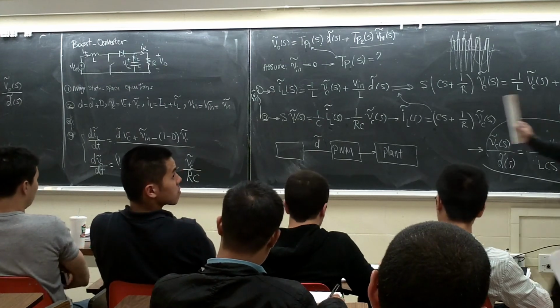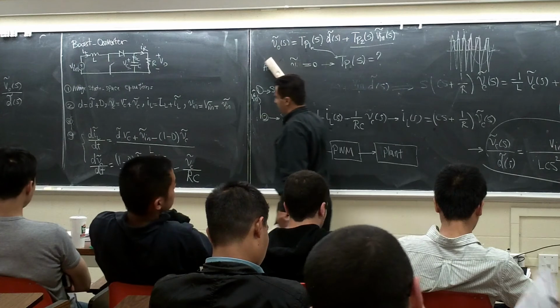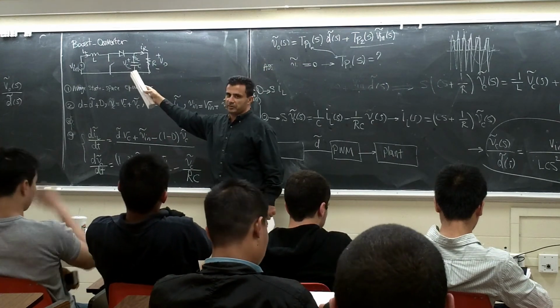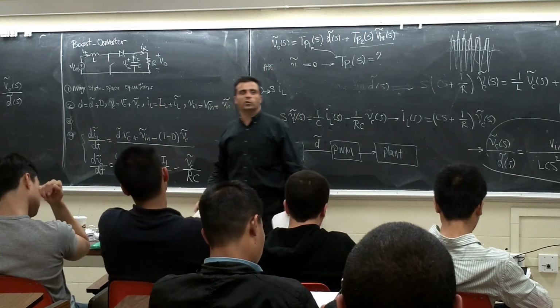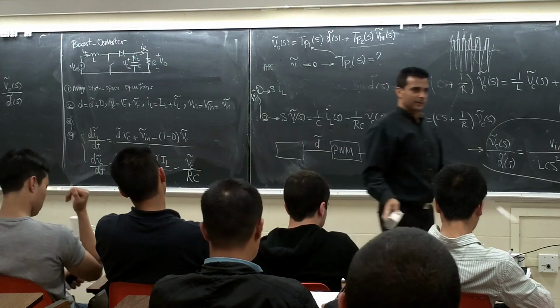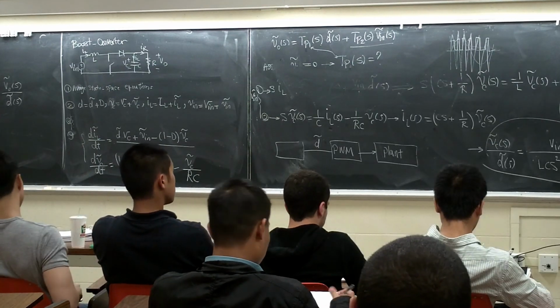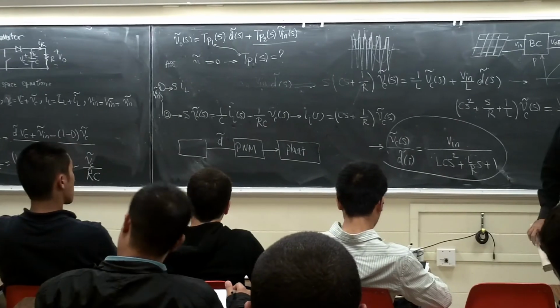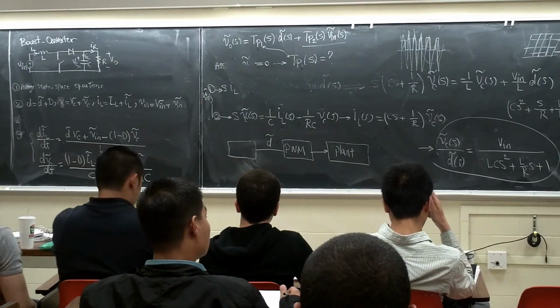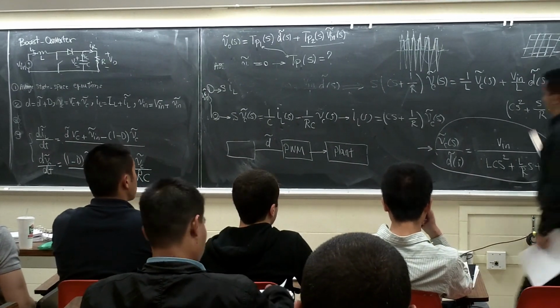Now let's get to the transfer function. Again, VO is what? VC. Based on what transfer function you want, you can calculate it. For example, you want VO over D, or you want VO over V in. You know what I'm saying? So you can calculate that one.